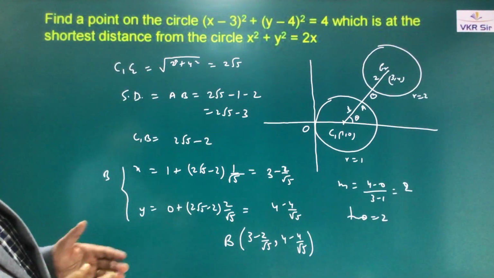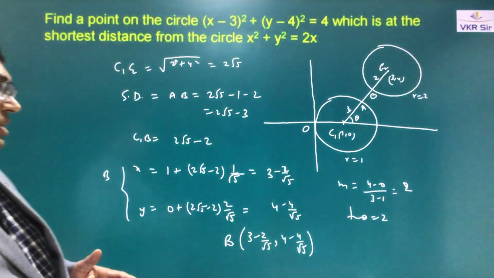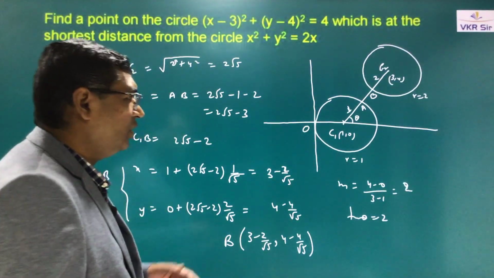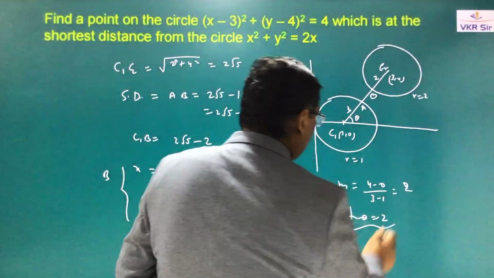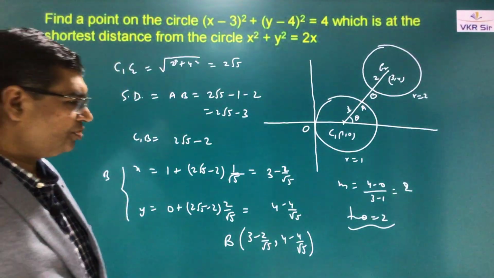We can similarly get the coordinates of A also. If you wish, you can travel a distance of 1 unit from this point and get the coordinates of A at this slope of tan theta equal to 2.